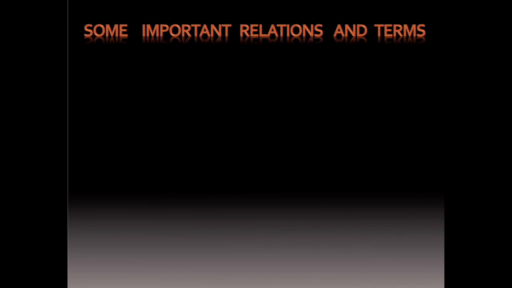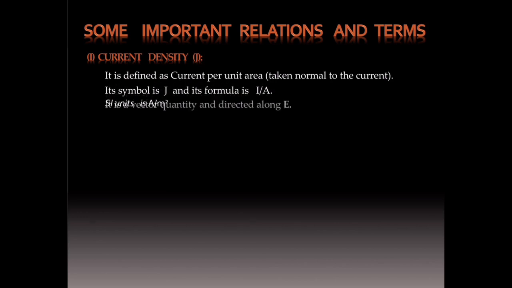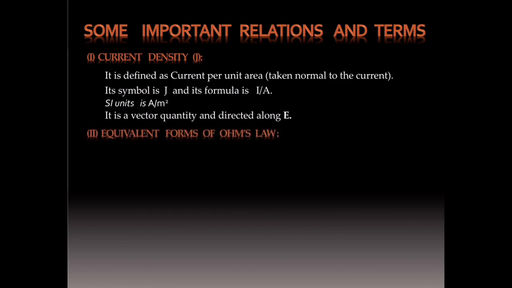Now some important results and relations based on the previous topics. The first is current density. It is defined as current per unit area. Its formula is I upon A, its symbol is J, and its unit is ampere per meter square. It is a vector quantity and it is always directed along E, the electric field.